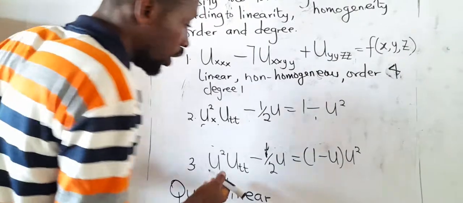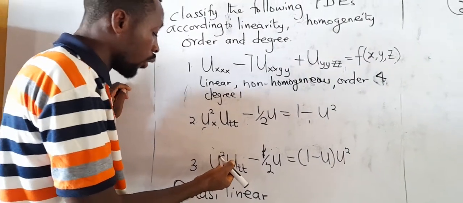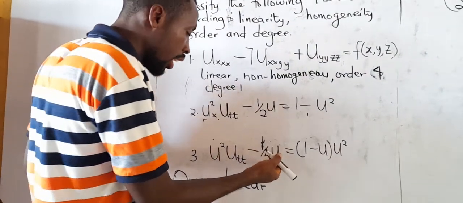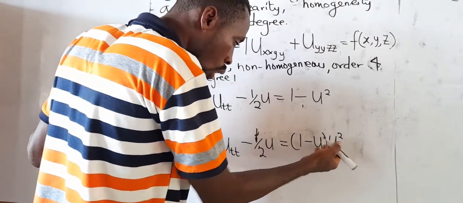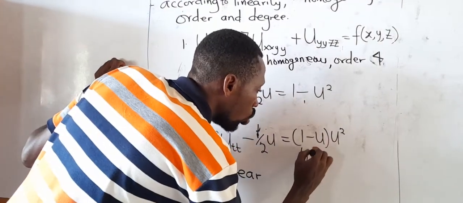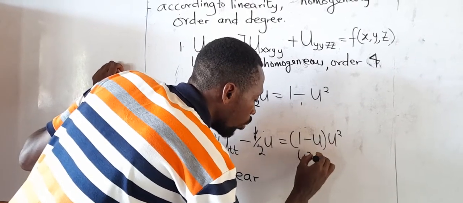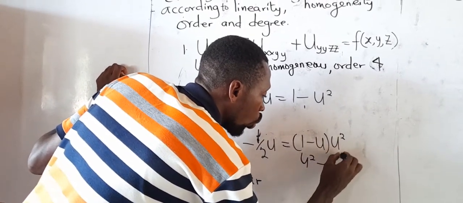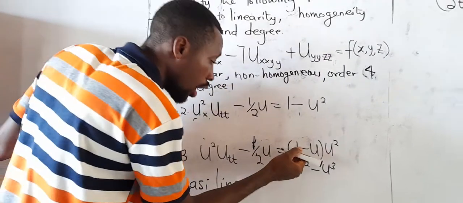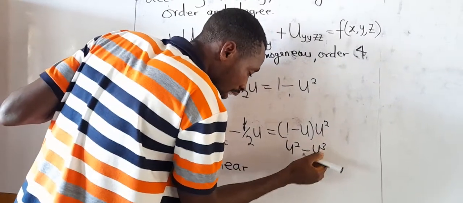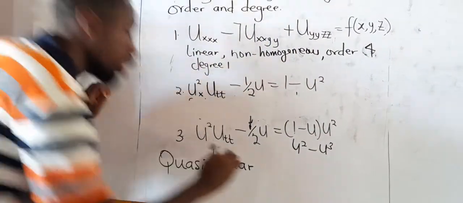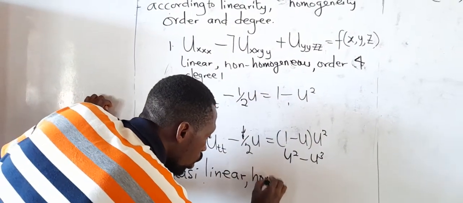Now let's check the homogeneity. Is there a partial derivative for the dependent variable here? Yes. Is it here? Yes. Why? When we expand this, we get u, we multiply by 1, so we get u squared minus u cubed. So there is a dependent variable here. Don't let it confuse you. Before another term, dependent variable. So it is homogeneous.